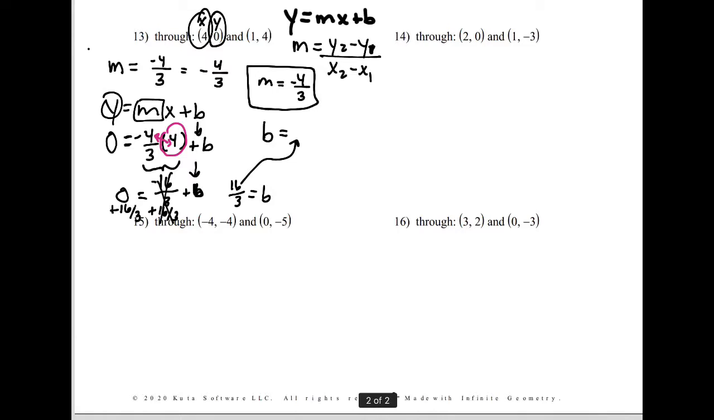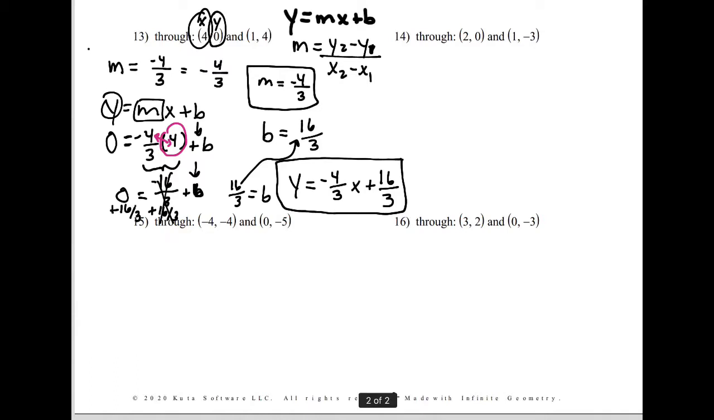I can now put my answer for b. And remember, you're still not done. You have to write your answer in slope-intercept form. So y equals m, which is negative 4/3, x plus my b value, which is 16/3. Alright, so that is my final answer for that one. I just did that one since it involved some fractions. That's the reason why I picked that one.